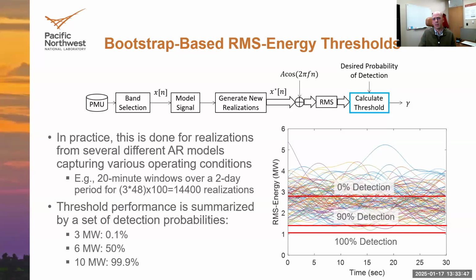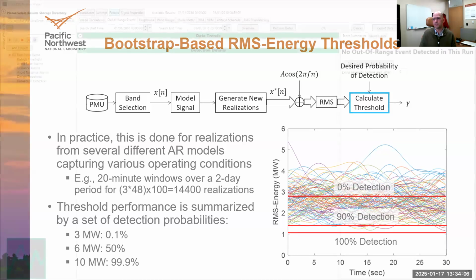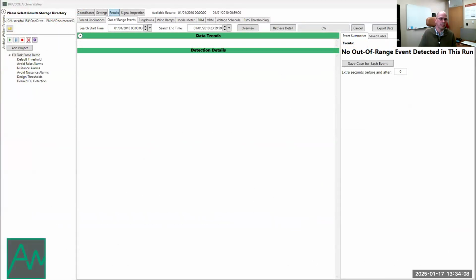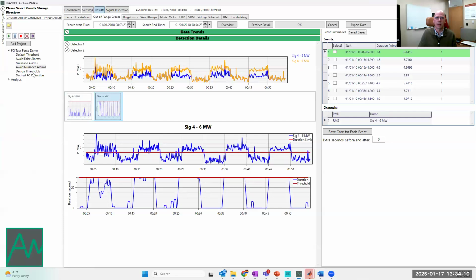So as an example, maybe 6 megawatts 50% of the time, and I'll detect a 10 megawatt oscillation 99.9% of the time. So this is how I'm capturing the performance of the threshold, giving an indication of what the user can expect moving forward from when you start seeing oscillations. All right, so let's see what that looks like here in Archive Walker.